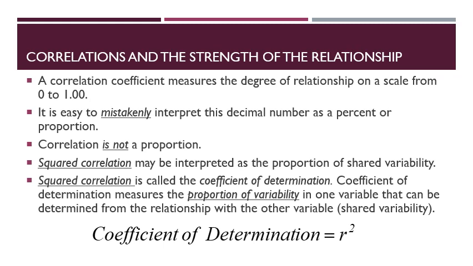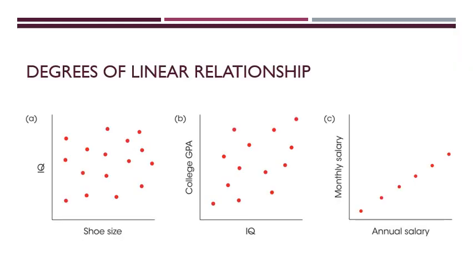All right, let's look at the strength of the relationship. Again, a correlation measures the degree of a relationship on a scale from 0 to 1, or you could go from 0 to -1. Remember, correlation is not a proportion. You can look at squared correlations, and when you square it, it's called the coefficient of determination, which is r squared. So let's look at the degrees of these relationships.